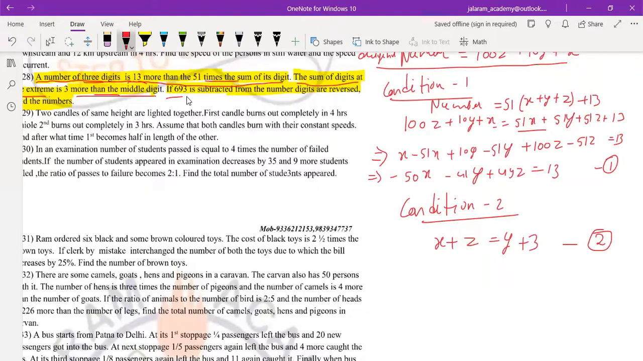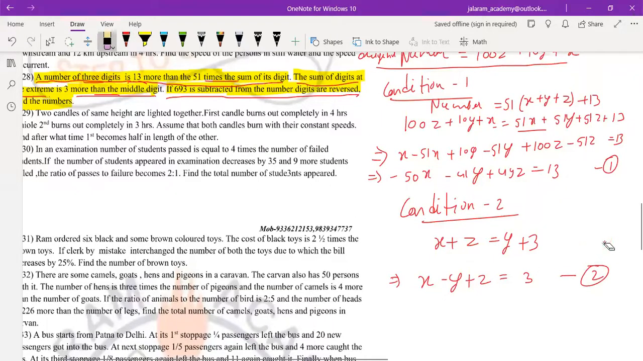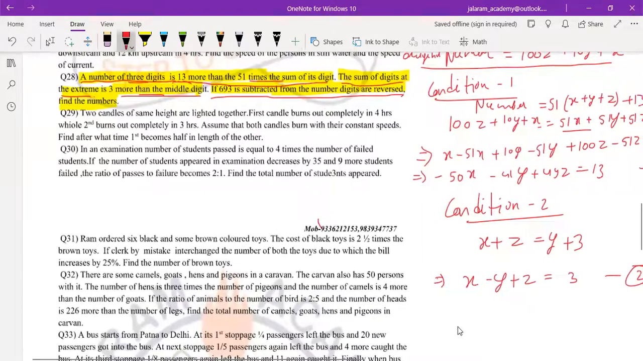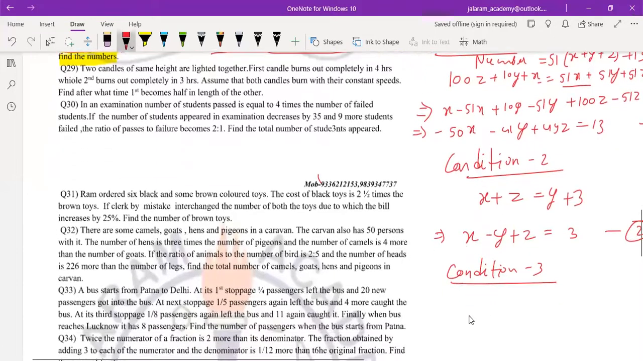Again, if 693 is subtracted from the number, this is the third condition. First transfer these unknowns to the same side, then mark it as equation number 2. If 693 is subtracted from the number, digits are reversed. So this is condition 3. Why is there condition 3? As there are 3 digits, so to find them, there must be 3 conditions.